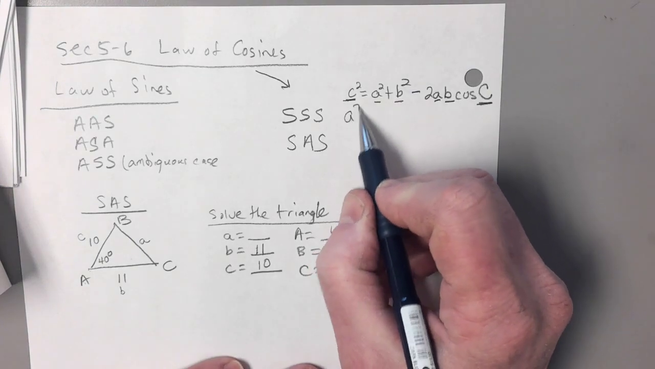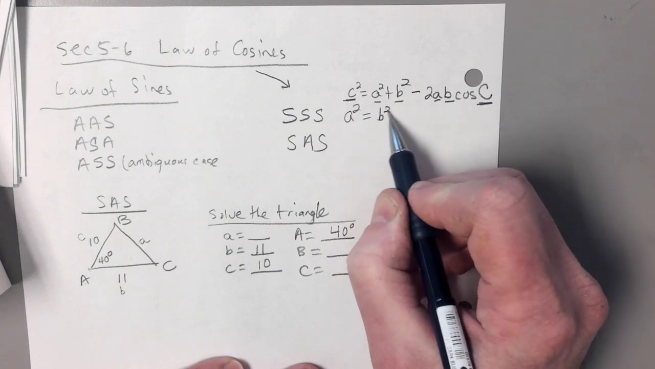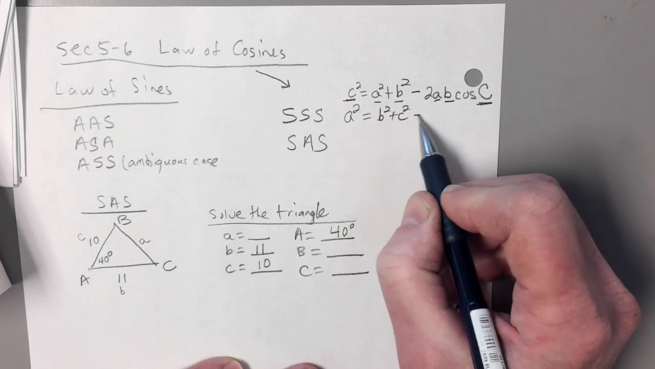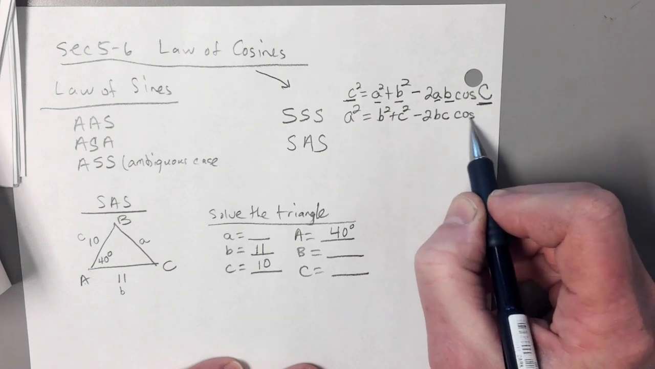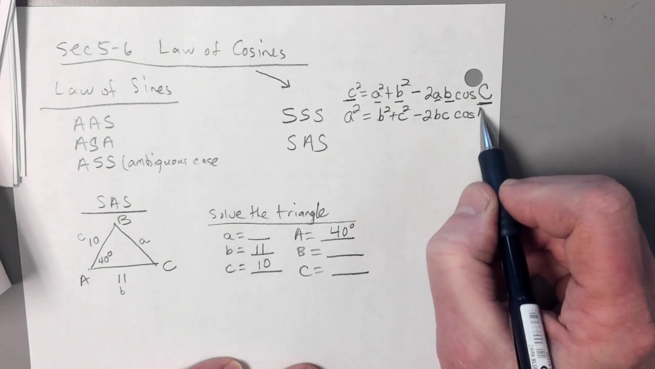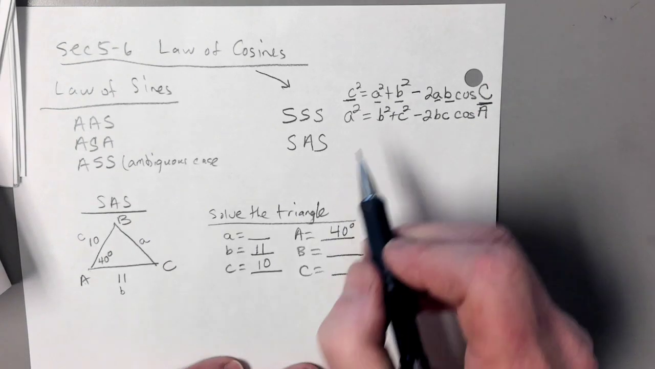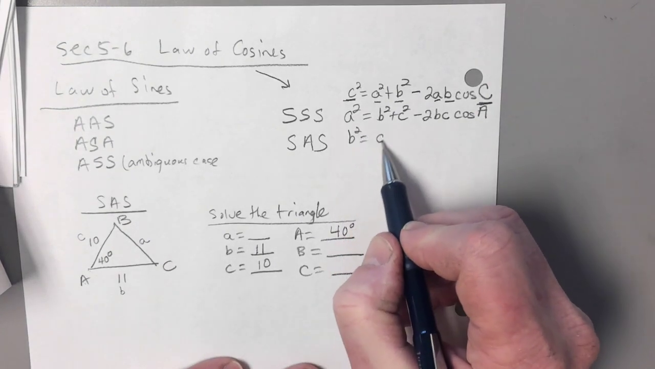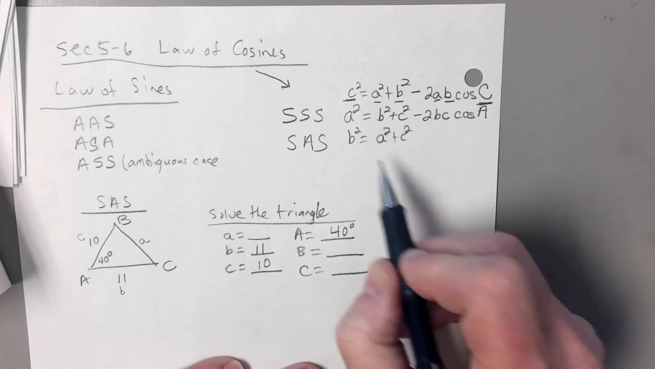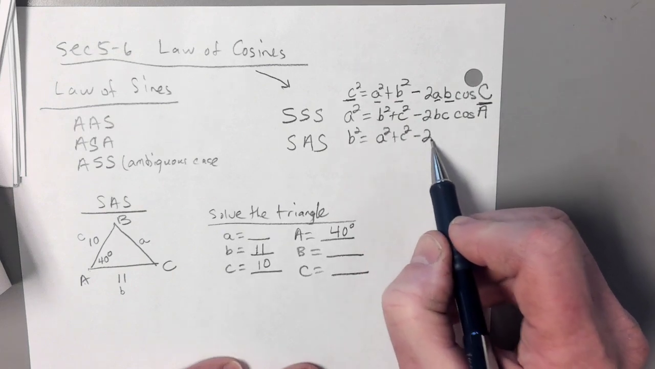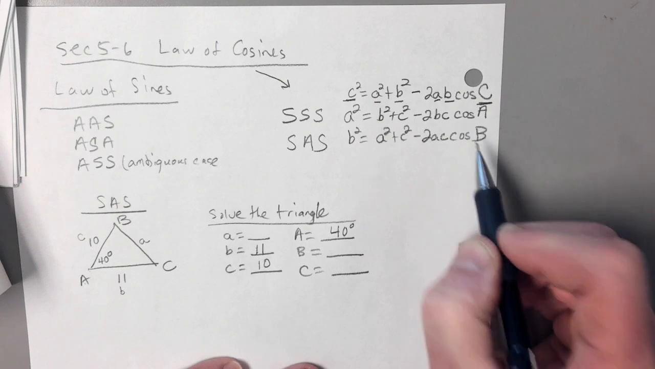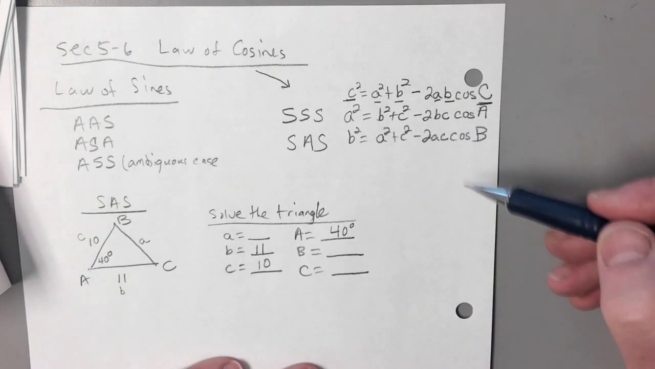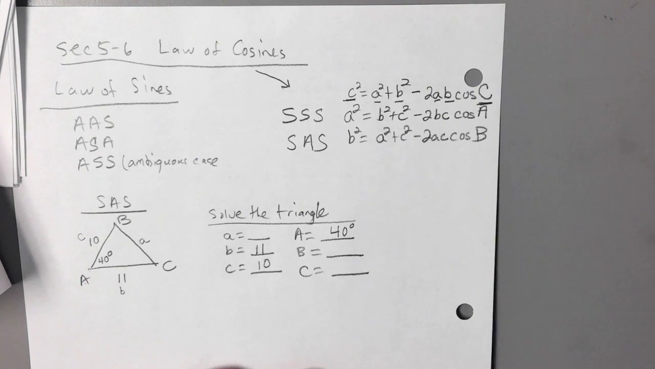I can say that a squared is the squares of the other two sides minus 2 times those two sides times the cosine of the angle opposite side A. And then b squared is a squared plus c squared, the other two sides, minus 2 times those multiplied together times the cosine of angle B. You can see that these are all the same form.